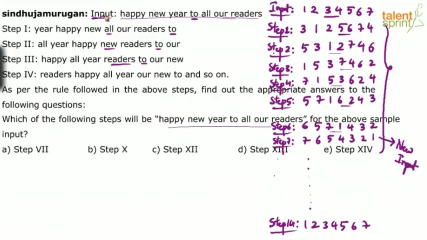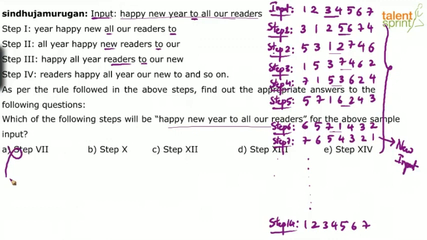He is asking us to get the same input as output. Definitely in the first 7 steps it will not happen, right? The input is 1, 2, 3, 4, 5, 6, 7, so the output should also be 1, 2, 3, 4, 5, 6, 7. So it will not happen in 7 steps, and it will not happen in less than 7 steps. So option A, step 7, is wrong. It should be more than 7 steps.